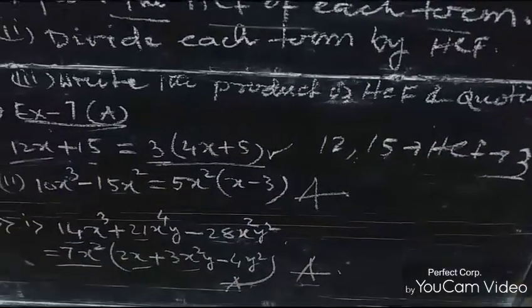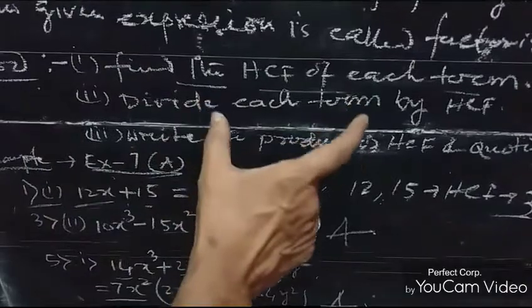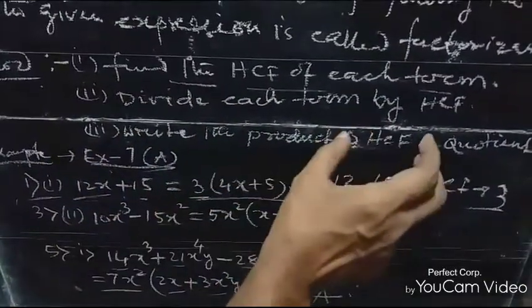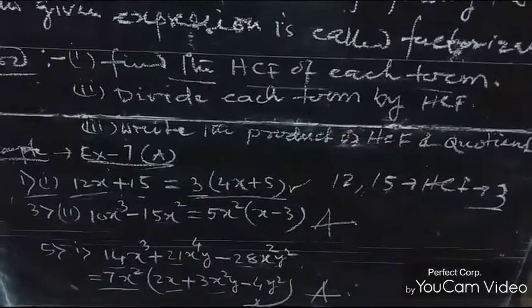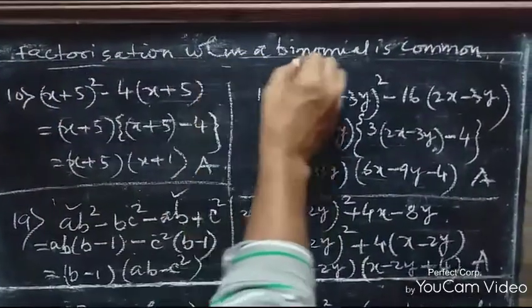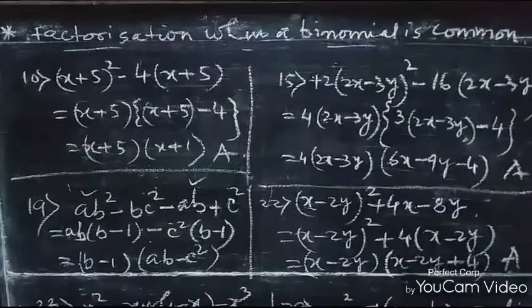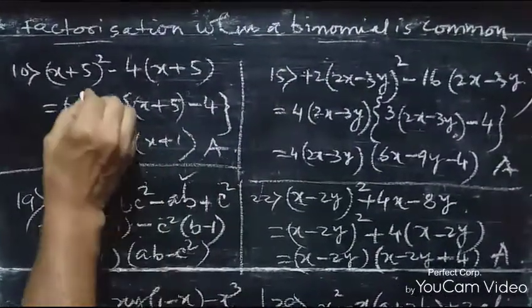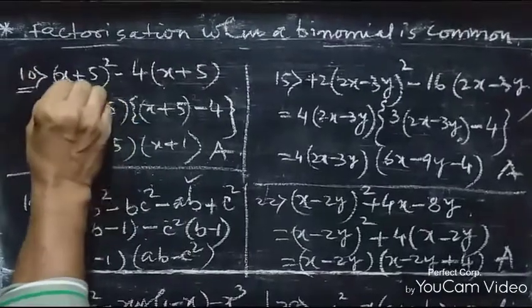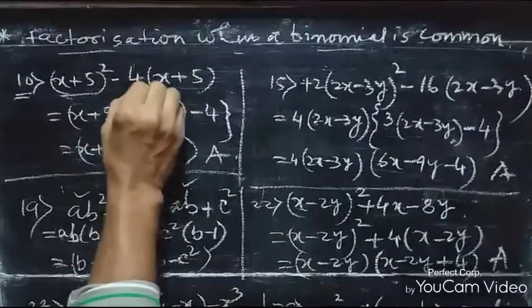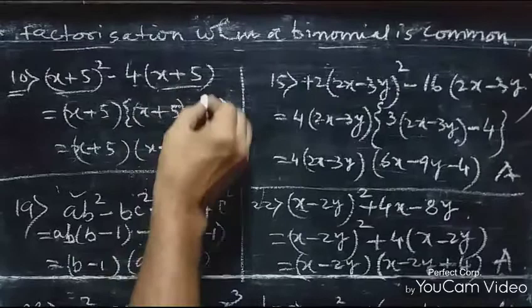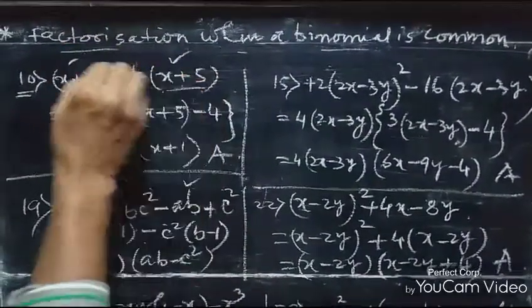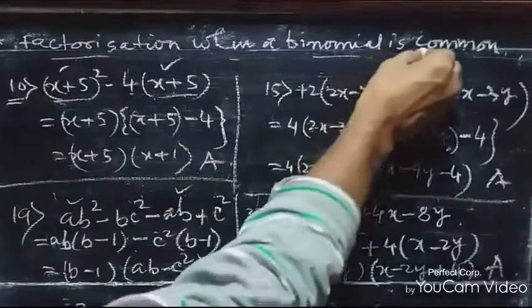So this process is the factorization into two or more factors when there is a common monomial factor. Next is factorization when a binomial is common. I am not explaining what a binomial is here. Suppose this is number 10: (x plus 5) squared minus 4 into (x plus 5). See, x plus 5 is a binomial, and this binomial is common over here.